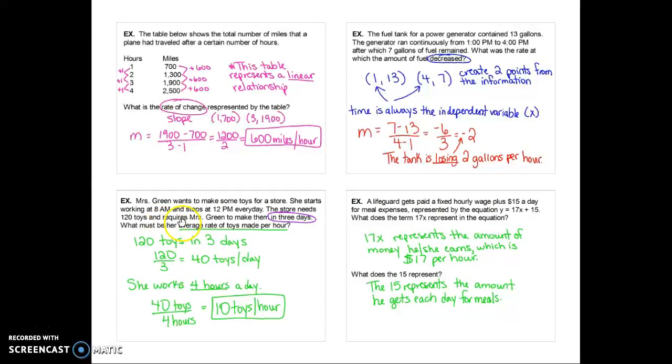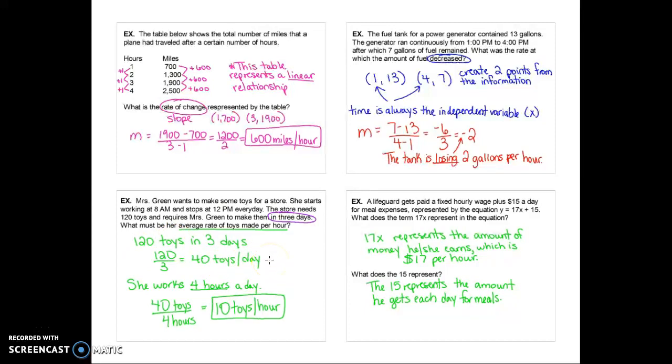Okay, so her average rate, it's asking you for slope there. So we know that she has 120 toys in 3 days. So I'm thinking about slope, but I only have 1 set of points here. Okay, so I need to reduce that to figure out, if she's making 120 in 3 days, how many is she making in 1 single day. So you divide it. 120 divided by 3 gives you 40 toys per 1 day.